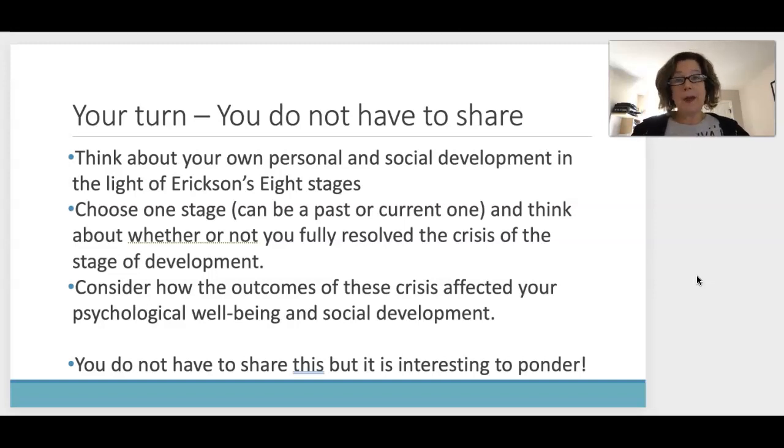Okay, so you might want to look back at when I was 2. Did I fulfill that particular stage? Yes, no. When I think about that stage, how do I know that I fulfilled it? And consider how the outcomes of these crises affected your psychological well-being and social development. Again, you do not have to share this, but it's interesting to ponder because Erikson states that this is universal, it's invariant, and that we all go through it, and that we need to, on our journey to self-efficacy, work through all of these stages.